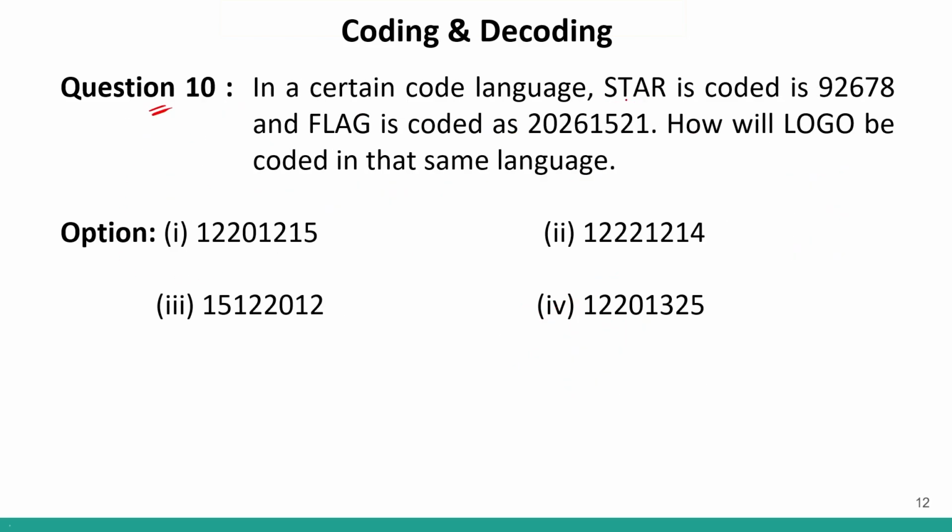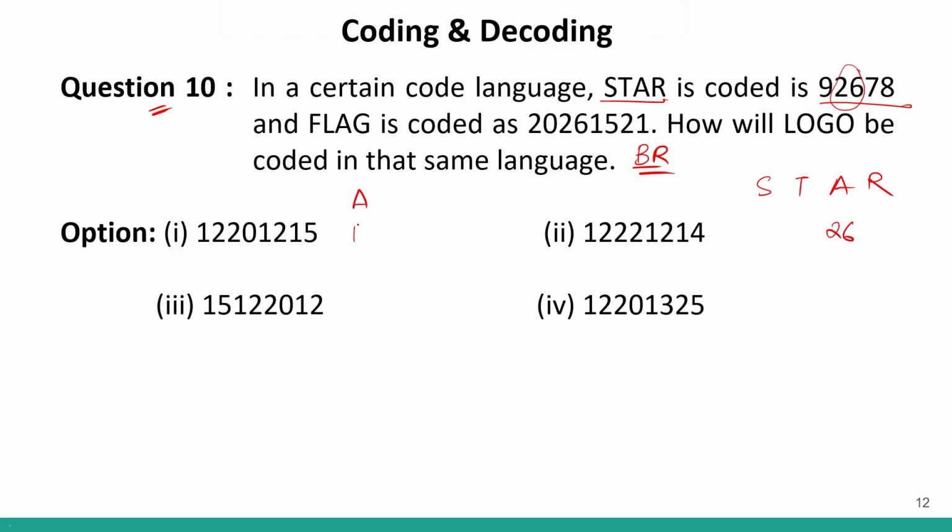Now, moving on to question number 10. Question number 10, STAR is coded like this. So if I look at the forward ranks, S forward rank is 19, 20, 1 and 18. But here the numbers are different. I can see 26. 26 is basically the backward rank of A. Correct? So now if I put backward rank, A's backward rank is 26.